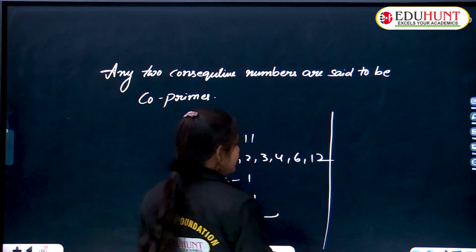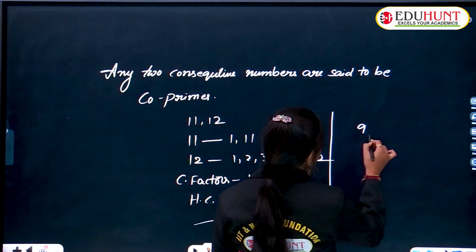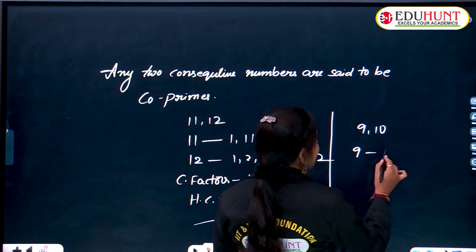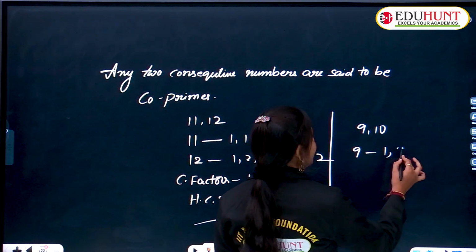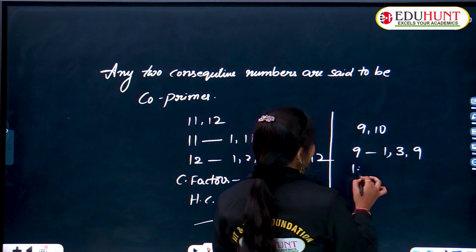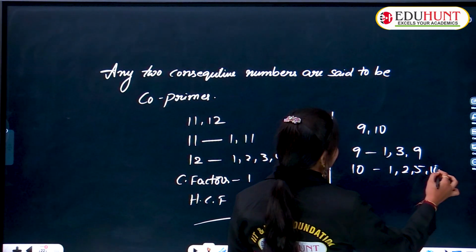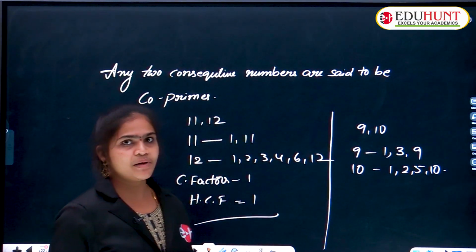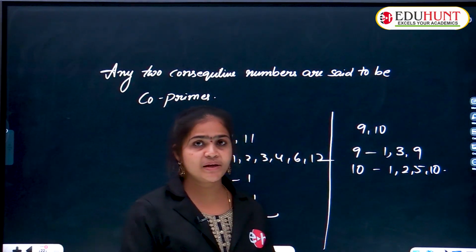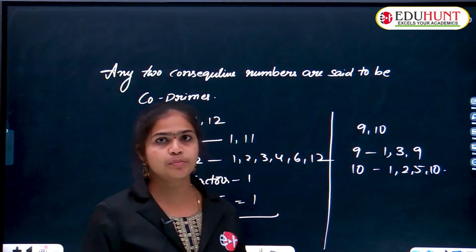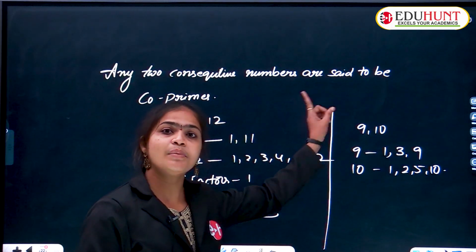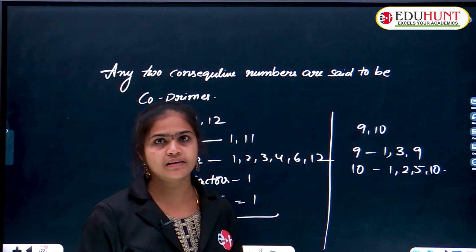Not only this one, you can take any two numbers, 9, 10. 9 is having how many factors? 1, 3, 9. 10: 1, 2, 5, 10. 9 is not a prime number. 10 is also not a prime number. 9 is a composite number. 10 is a composite number. Now 9, 10, those two are co-primes here.